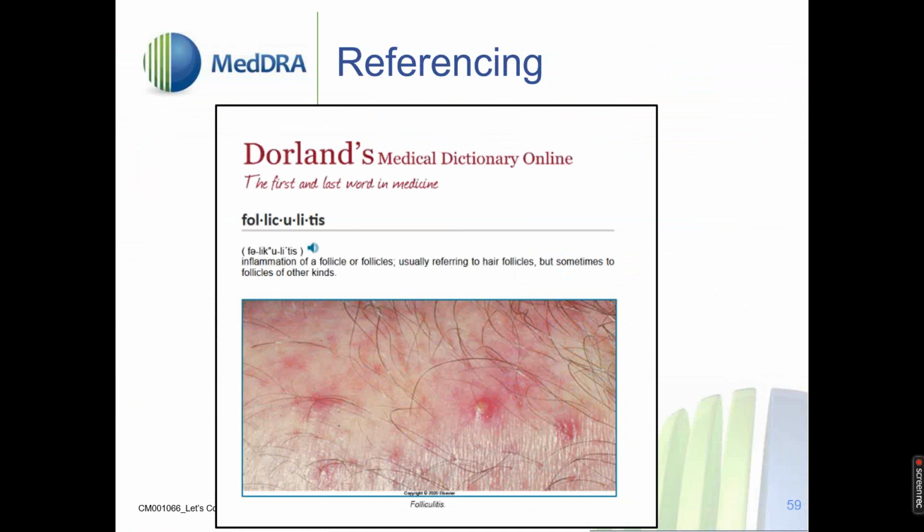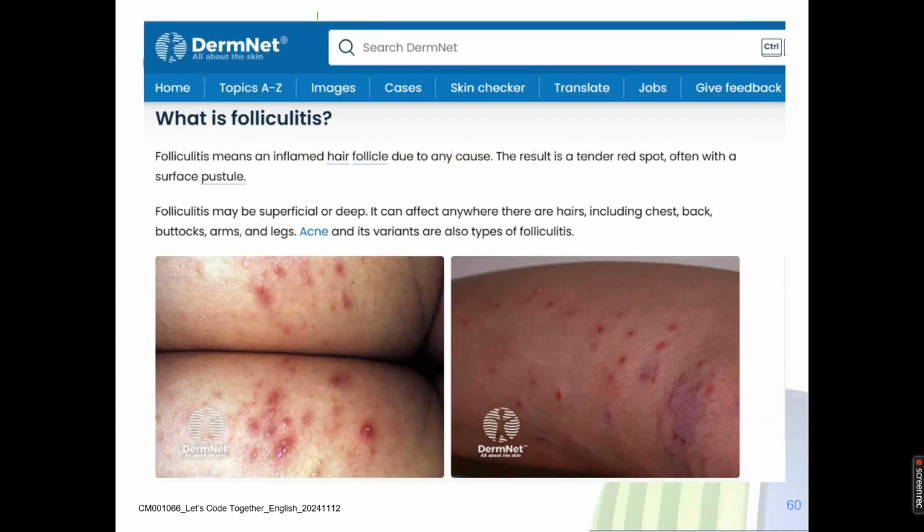Dorland's again. Folliculitis is the inflammation of a follicle or follicles, usually referring to hair follicles, sometimes to other types of follicles. But in terms here, mostly it's going to be hair follicles. And you see there that there's a pustule forming where the root of the hair comes out. The pustule is pierced by the hair. You see that in the picture. Here are even more pictures for you.